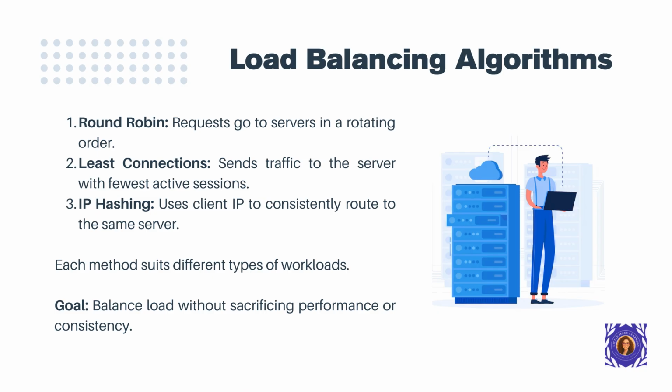Then we have IP hashing, which uses the client's IP address to consistently route requests to the same backend server. This is crucial for maintaining session state, like keeping a user logged in or preserving items in a shopping cart. Each of these methods has its place depending on your application's requirements. The key is balancing load effectively without sacrificing either performance or consistency, sometimes a tricky trade-off.